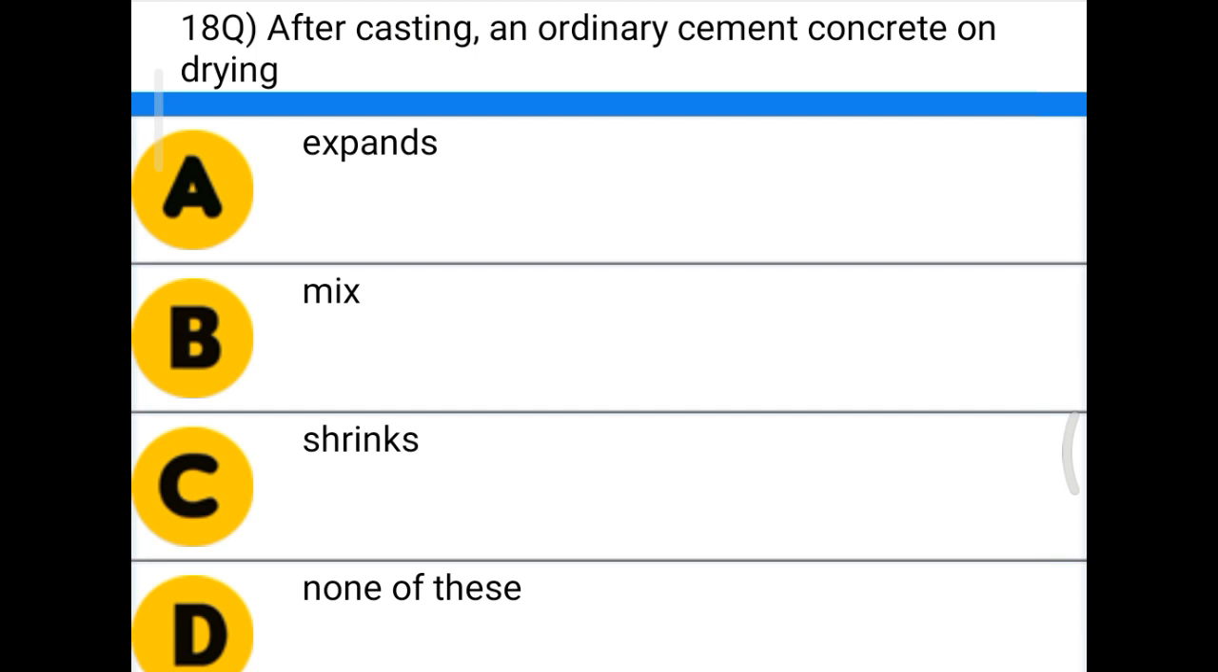Next question, after casting an ordinary cement concrete on drying, option A expand, option B mix, option C shrink, option D none of these. The correct answer is option C shrinks.